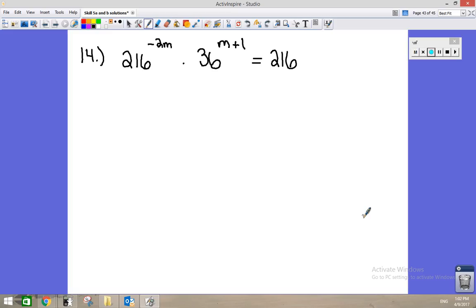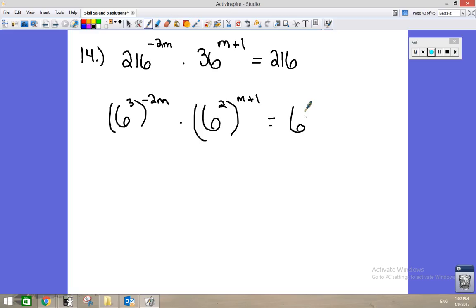Let's rewrite everybody with a base of 6. 216 is 6 to the third power. 36 is 6 squared. And this is 6 to the third power. When you have a power to a power, you multiply these exponents. So we've got negative 6m here. We distribute this 2 through that binomial. We got 2m plus 2.